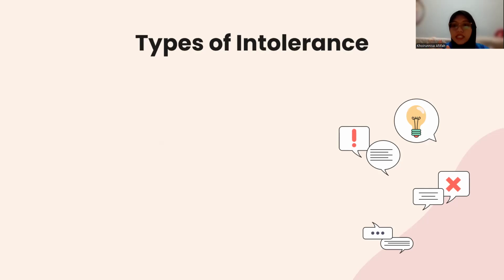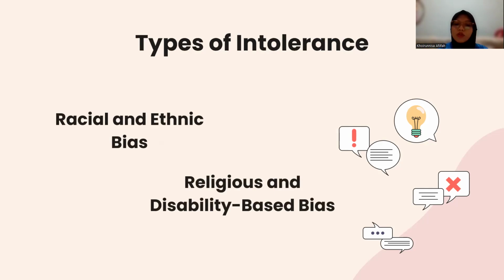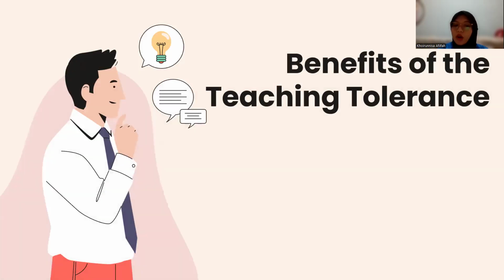Then the types of intolerance. The first is racial and ethnic bias. Racial and ethnic bias are the most common types of bias incidents reported by teachers, followed by incidents motivated by bias against immigrants, Jews, Muslims, and other groups. And then students may also face intolerance based on their religious beliefs or disabilities, which can be particularly harmful and isolating. So the benefits of teaching tolerance: learning involves teaching students how to get along with others.